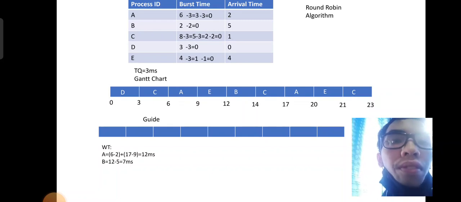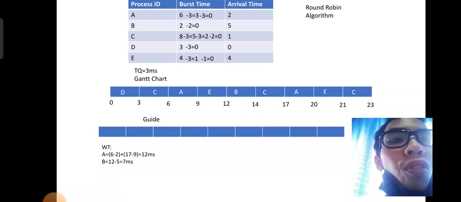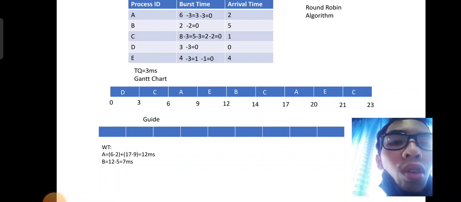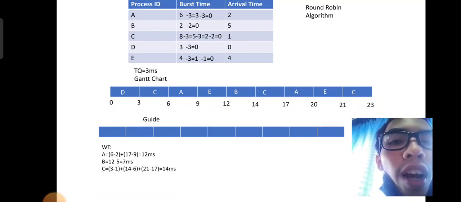Then after that, the ready queue of process B will be subtracted by the arrival time. So 12 minus 5 is equal to 7 ms. That is the waiting time of process B, 7 ms.